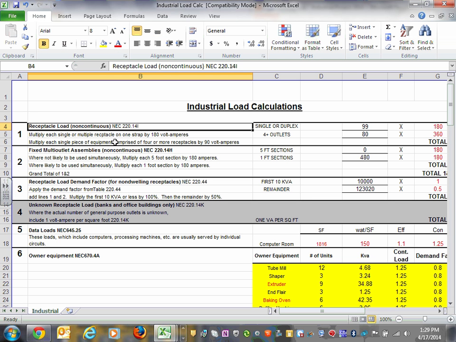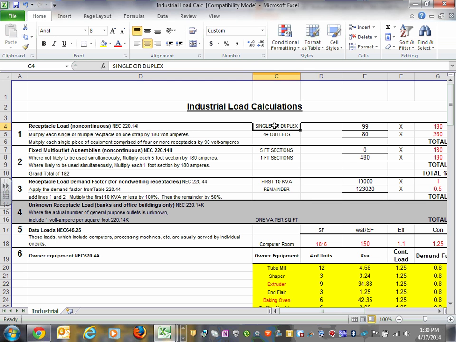Okay, so the first thing I need to do is allocate receptacle load. Now remember, this is not a dwelling where you can go and find your multiplier. This is commercial industrial. There's a decision that you have to make. If it's a non-dwelling building, the code allocates 180 volt-amps for every receptacle that you, as the engineer or your designers, have decided to install in this building. So a lot of the time we use this one.